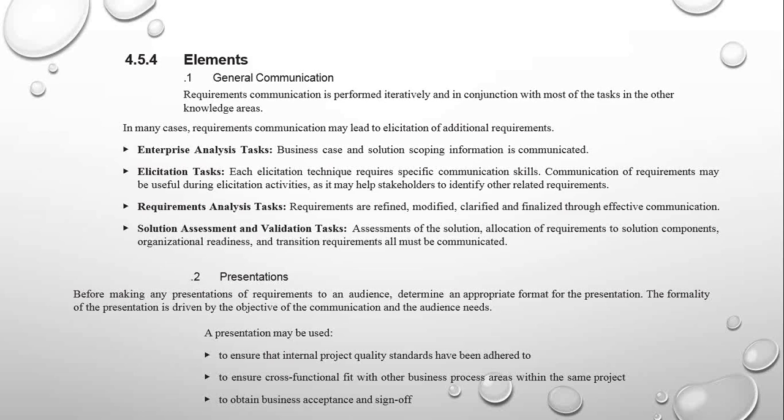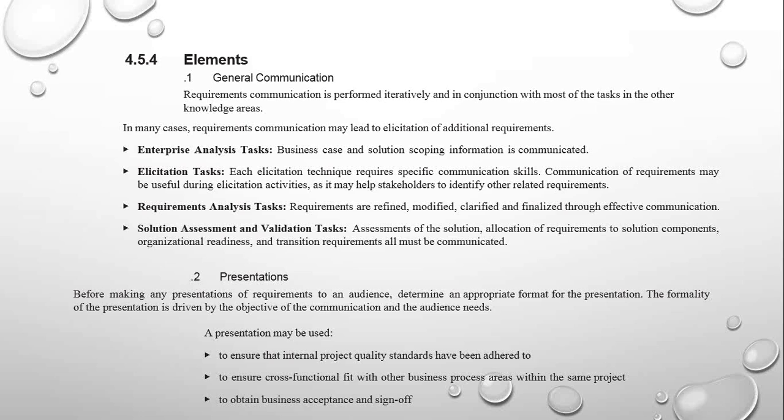So a presentation may be used for what? To ensure that internal project quality standards have been adhered to. What else? Ensure cross-functional fit with other business process areas within the same project. Obtain business acceptance and sign-off. So number one, the project line is talking about whether proper quality standards are met or not. There are some guidelines and policies for the quality standards, and they are expecting every project to follow that. Is that there or not.